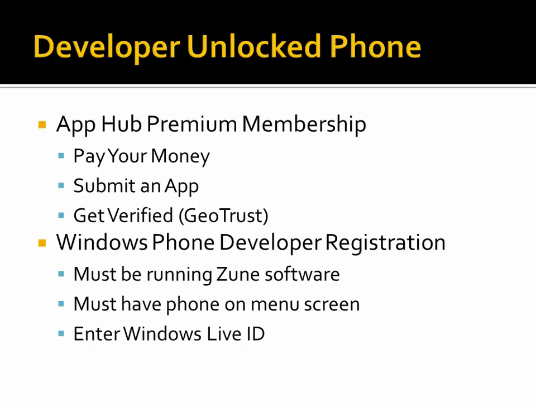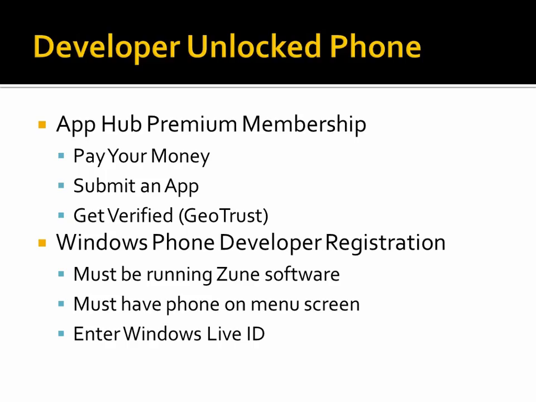You have to submit an app to the marketplace. You submit a Hello World. They're going to send you something back saying, no, you can't put another Hello World app on the marketplace. But after you do that, GeoTrust will verify you. You have to enter a bunch of information when you first create your account, and they're going to make sure all of it is accurate.